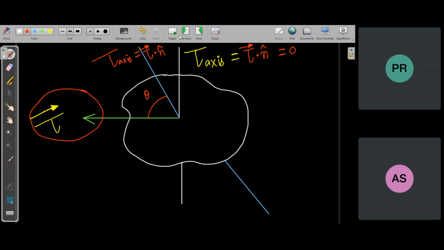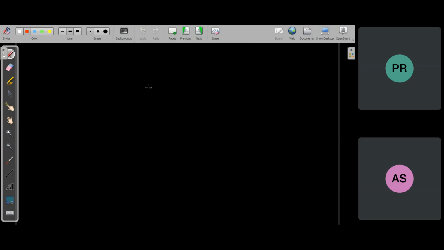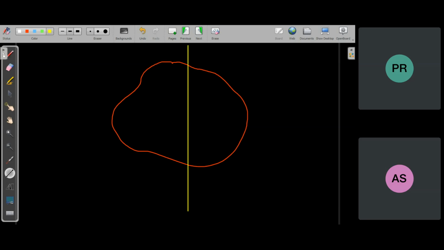Yeah. So, for example, suppose this is a 3D body, and this is the axis. Let's take the axis along the y-axis, vertical. Now, suppose that a force is acting on this body in this direction. The force is also along the y-axis, parallel to the y-axis, negative y, like this. This is the direction of force.